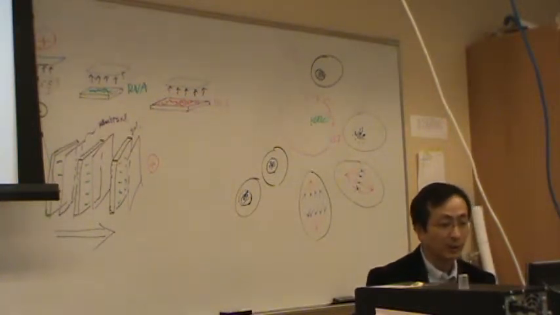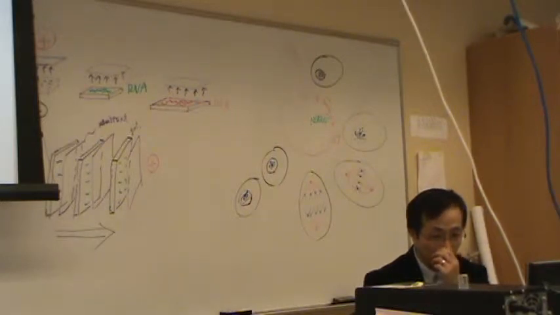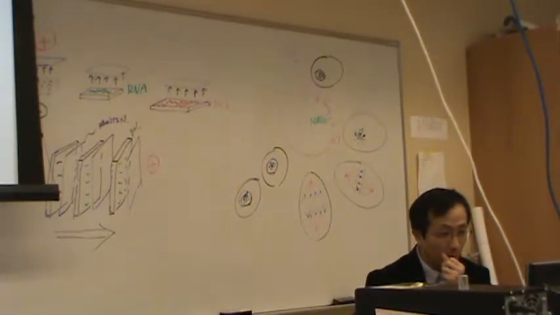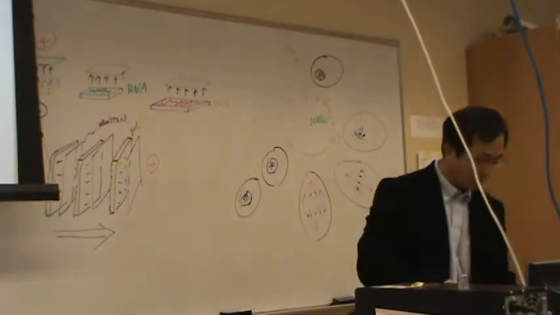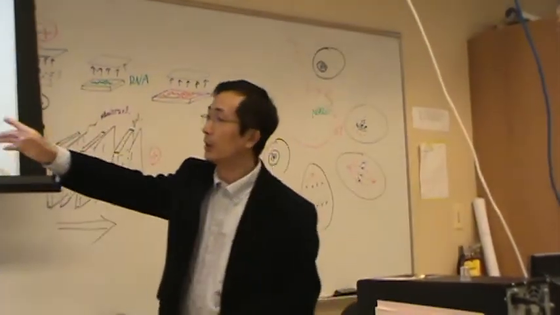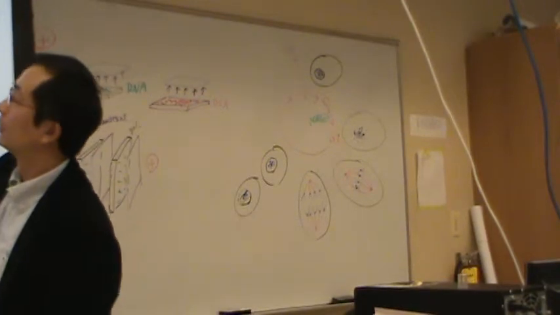Let me see. Yeah, so this is where the cycling is. If we look at the cell cycle as a clock, M phase, G1, and G2/M, and then you measure the expression level of various genes, the cycling genes will peak in the M phase.